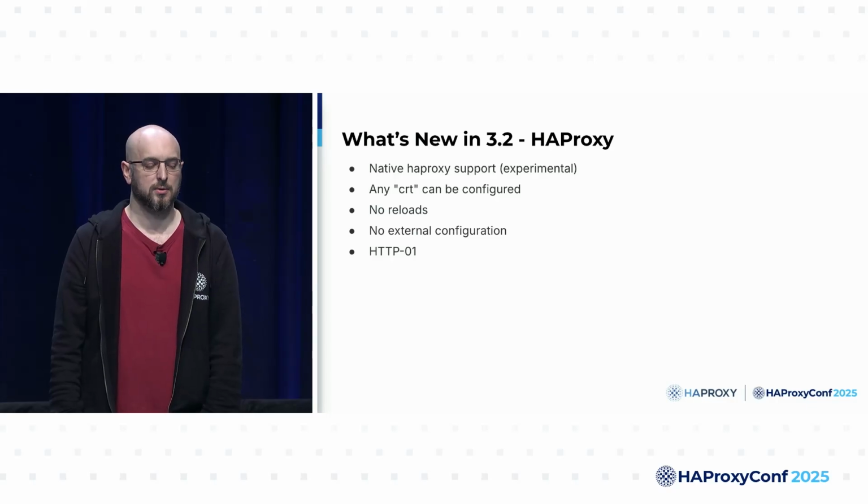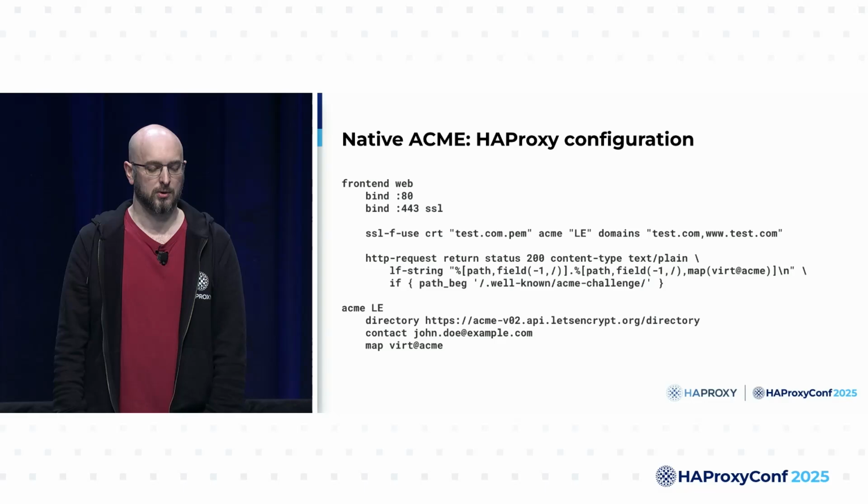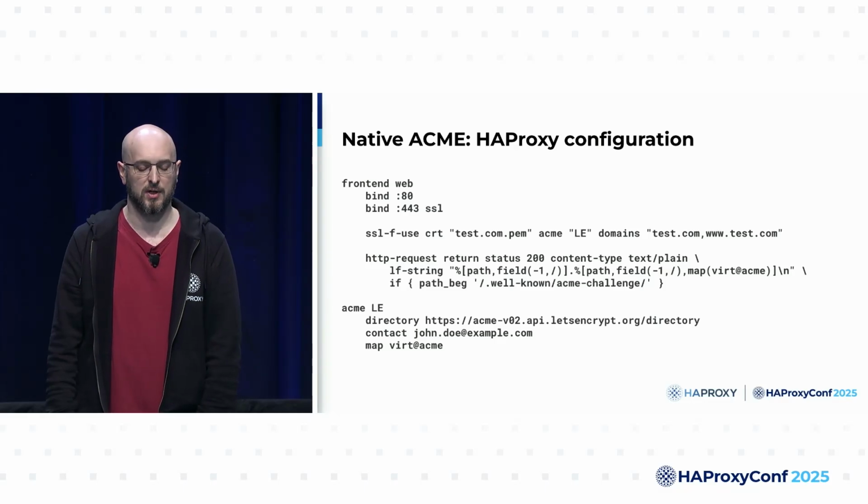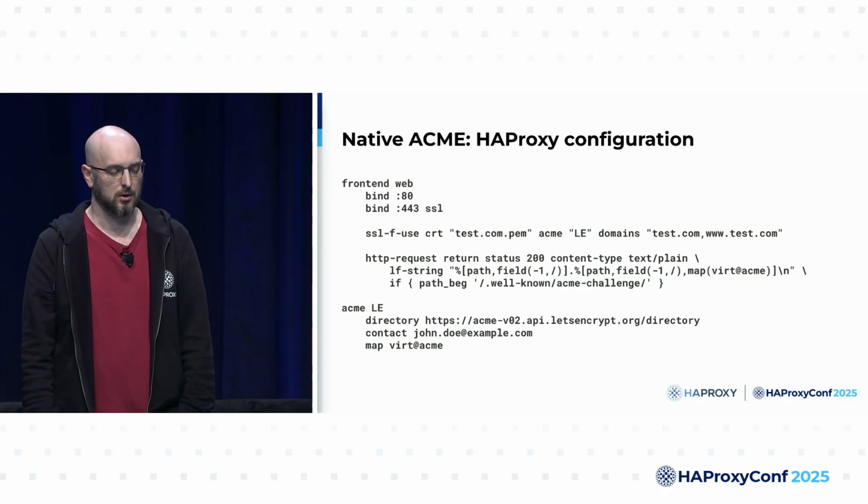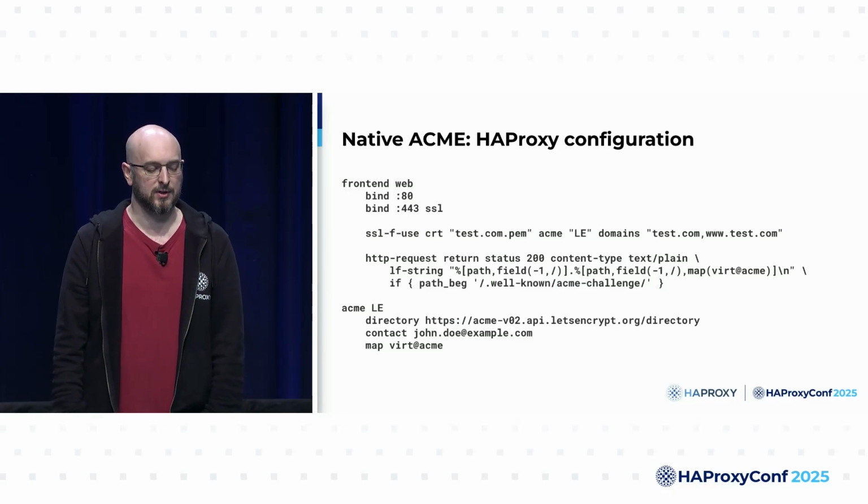You don't need to reload. You don't need external configuration. And for now, it's handling HTTP-01 challenges. So this is an example. It's quite the same thing as the acme.sh configuration. Only you have an additional ACME section. And the HTTP request rule is quite the same. So you just have to use the ACME keyword with the domains you want on the same line as your certificate.